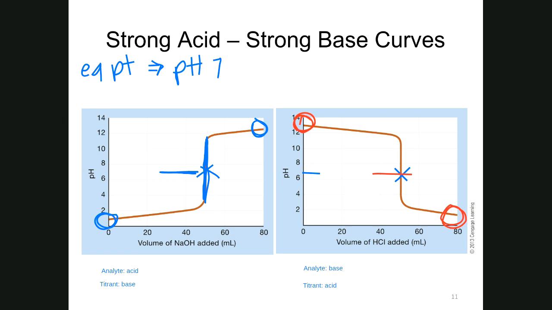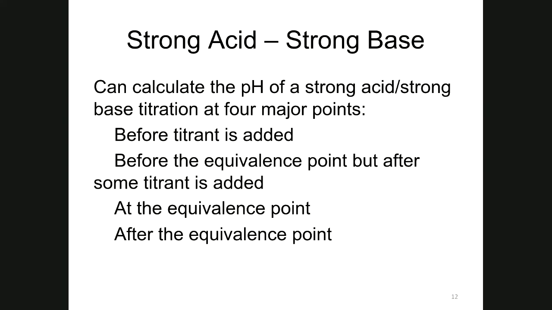Now let's look at the different points of a graph where we can determine what the pH is. There are 4 main regions. We can do it before any of our titrant is added. And so for that, the pH of the system is equal to the pH of the analyte. And since this is a strong acid or a strong base, we know how to find the pH of the analyte from chapter 16. We already did that.